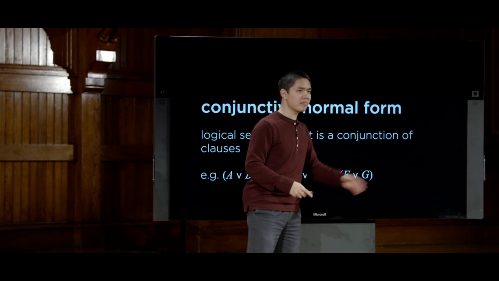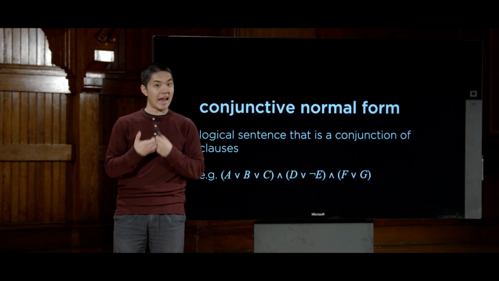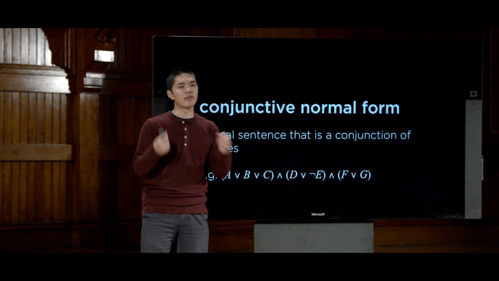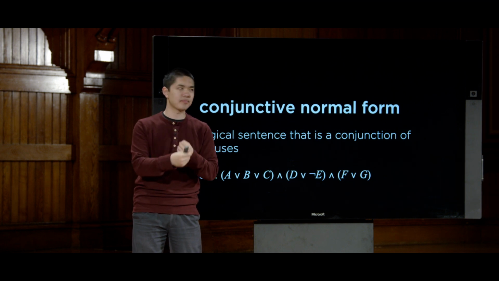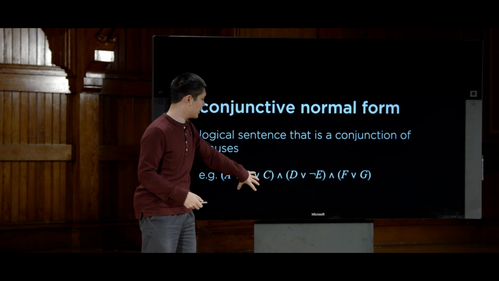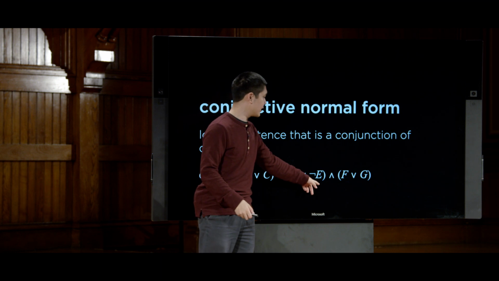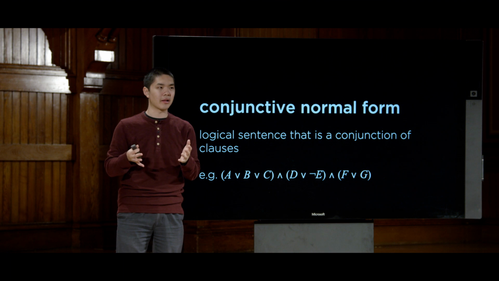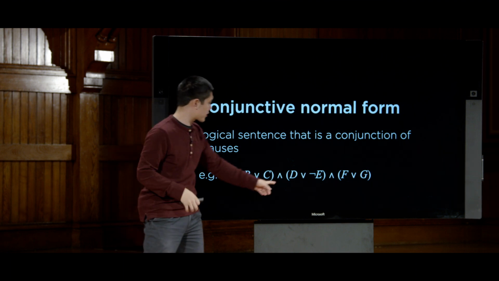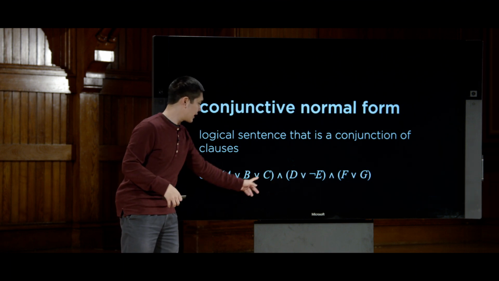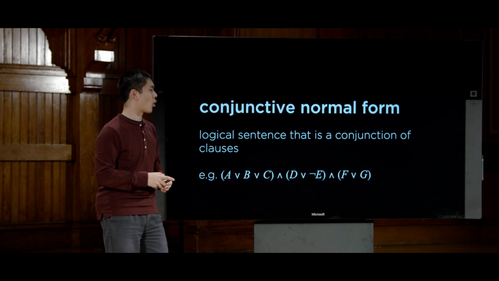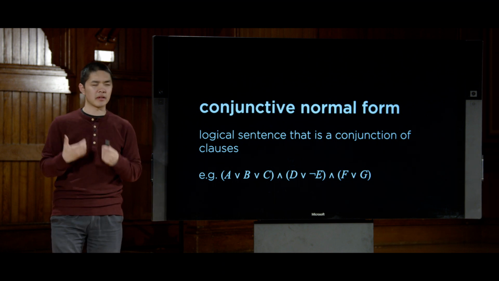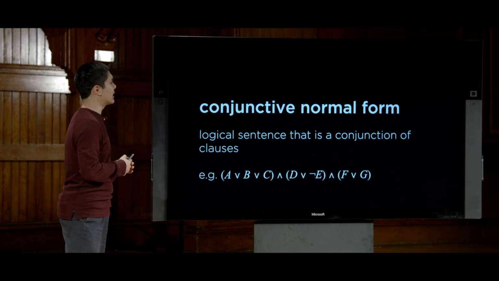Recall again, conjunction means things are connected to one another using and, so a conjunction of clauses means that it is an and of individual clauses, each of which has ors in it. So something like this: A or B or C, and D or not E, and F or G. Everything in parentheses is one clause. All of the clauses are connected to each other using an and, and everything in the clause is separated using an or. And this is just a standard form that we can translate a logical sentence into that makes it easy to work with and easy to manipulate.